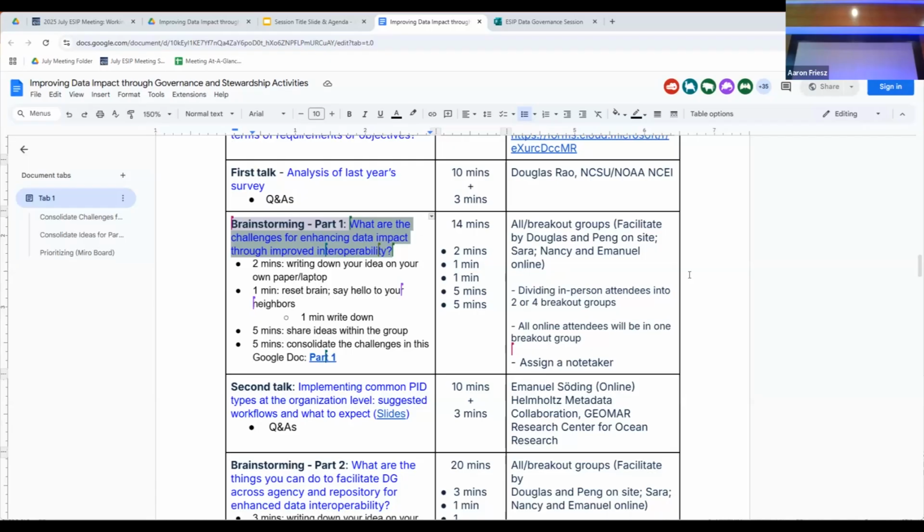The online people are able to join? Okay, cool. So this is about challenges to enhance the data impact through interoperability. Can people online hear me too? Okay.